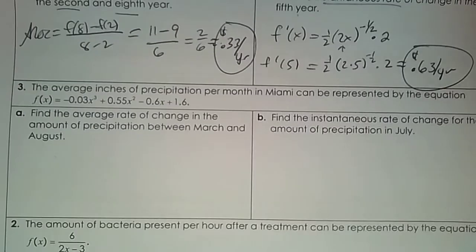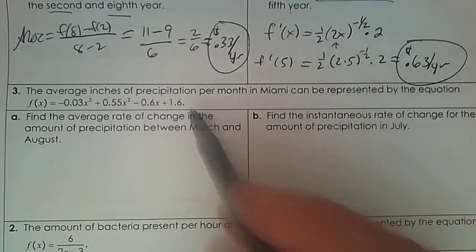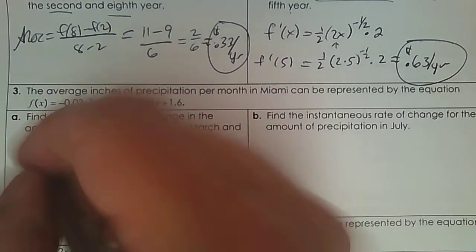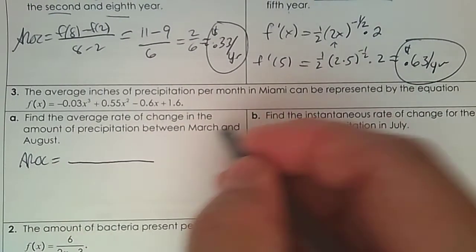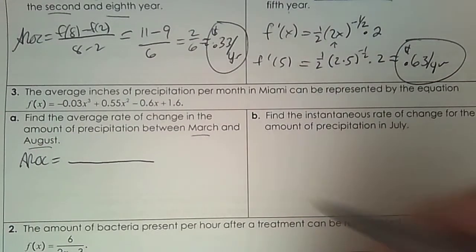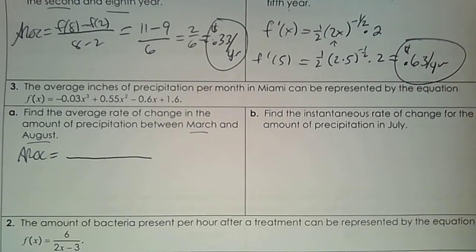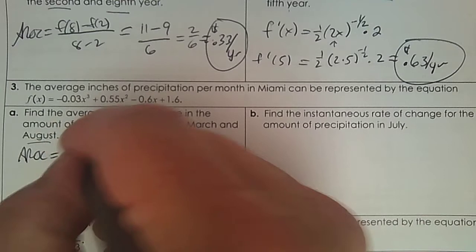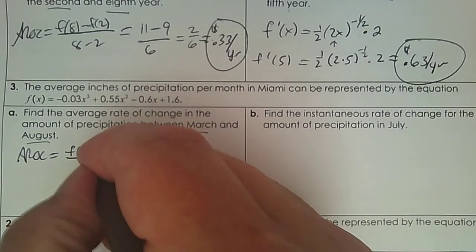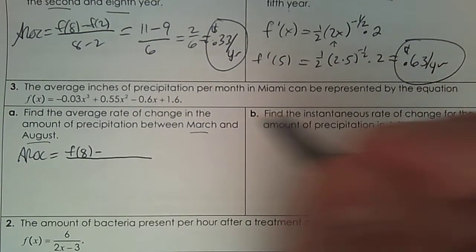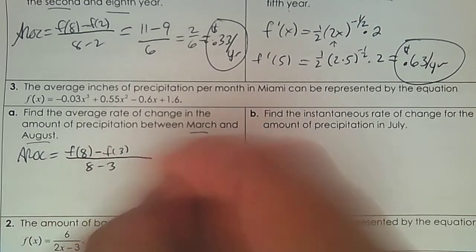All right, number 3. The average inches of precipitation in Miami can be represented by this equation. Find the average rate of change. That's AROC. So the average rate of change, and it's between March and August. So we're going to just say that even though it doesn't tell you directly, I'm just going to go with it and say that X represents the month number and that X equals 1 is January, though it's not spelled out, and it should be spelled out. So the 8th month is August, the 3rd month is March, so it's 8 take away 3.